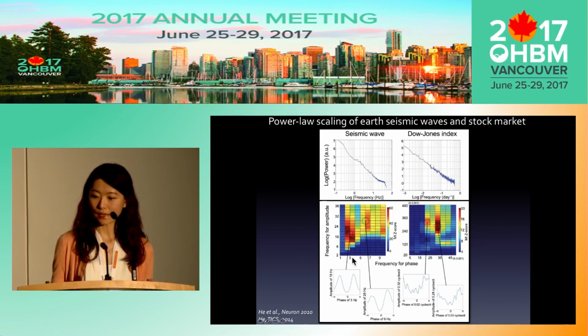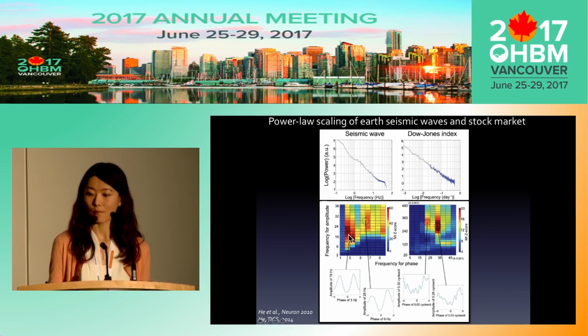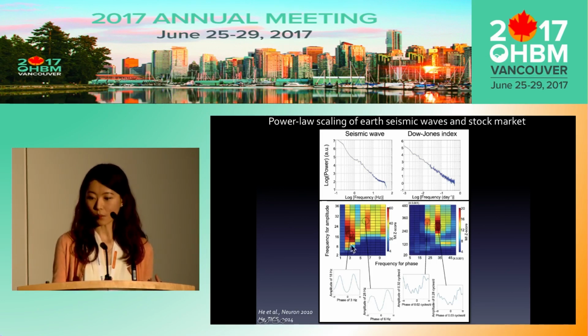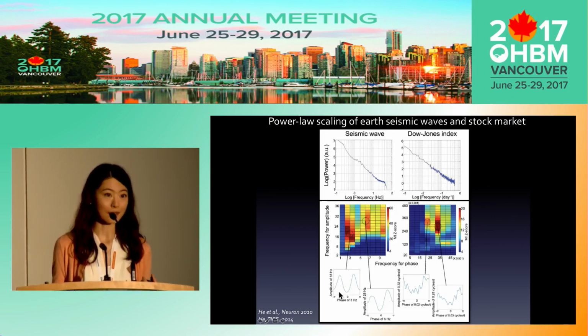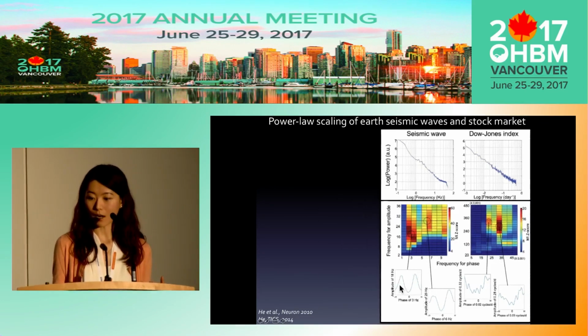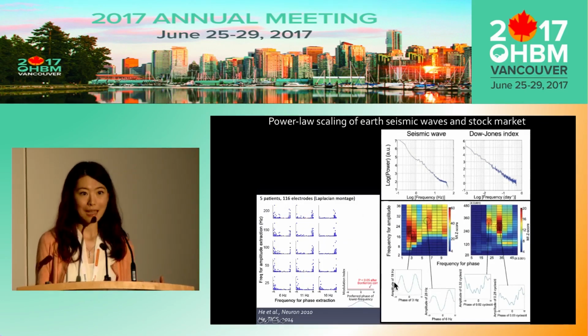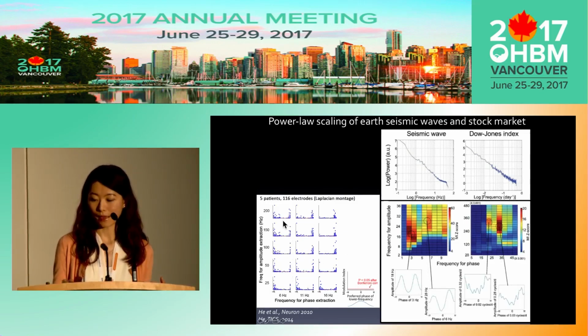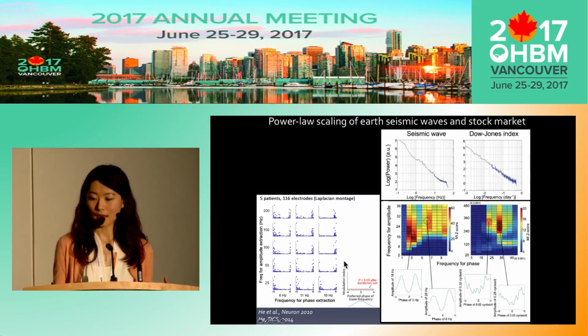So in these signals, if you look a bit deeper at how the high frequency amplitude is modulated at different phases of the low frequency, you'll see different patterns between stock market and Earth seismic waves. So for example, in seismic waves, high frequency amplitude tends to be higher when the low frequency phase is at plus minus half pi, whereas stock market shows a different pattern. And when we look at ECOG signal recorded from human subjects, we see yet a different pattern.